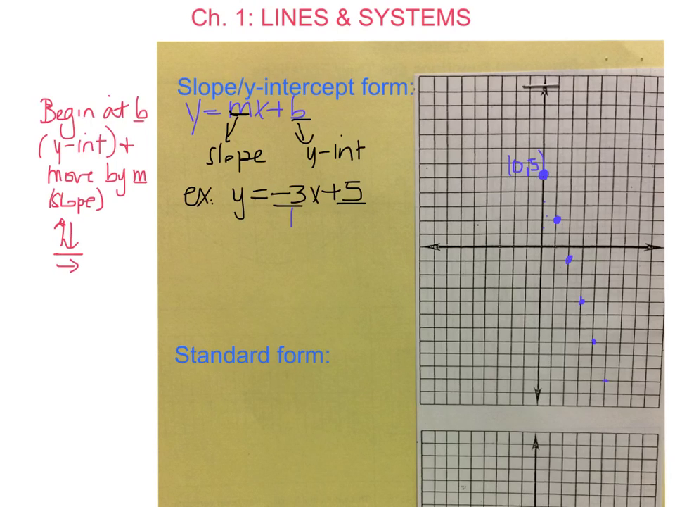When we get to the end, we might want to fill in the left-hand side of the y-axis, so we just go the opposite direction. We've already created our pattern, so we just do the opposite, up 3 over 1, to continue the line all the way to the extremities of the graph.